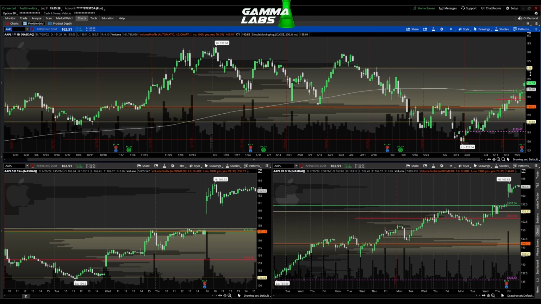So 171 would be my upper value area, and that would be my price target. All right. Then I'd be looking to see if price can break through this. And does Apple go to all-time highs? I don't think so, but hey, this is what I get for being a silly bear.